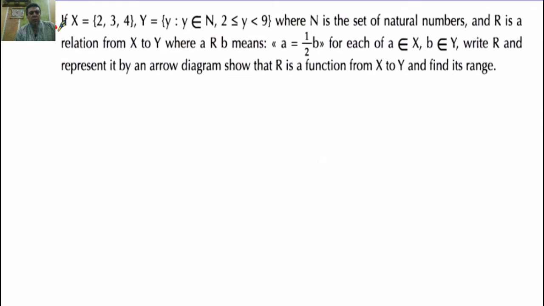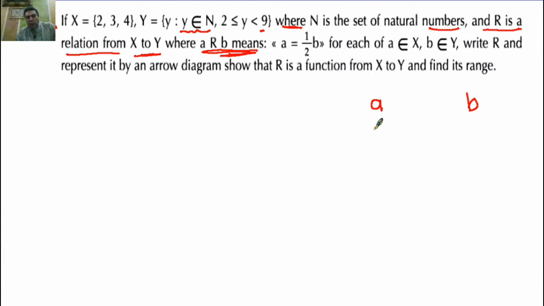In this question, X equals {2, 3, 4}, and Y is the set of all elements where y belongs to N, the natural numbers, and y is greater than 2 and less than 9, between 2 and 9. R is the relation from X to Y. X is the first projection, Y is the second projection, and the relation ARB means A is half of B. The element of A or x is A, and y is B.